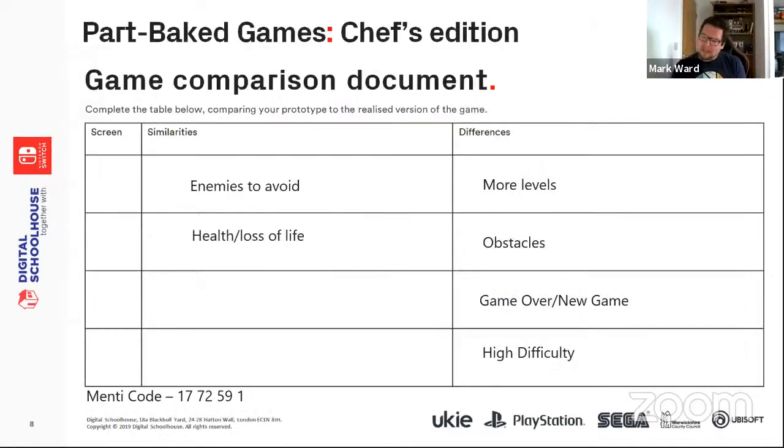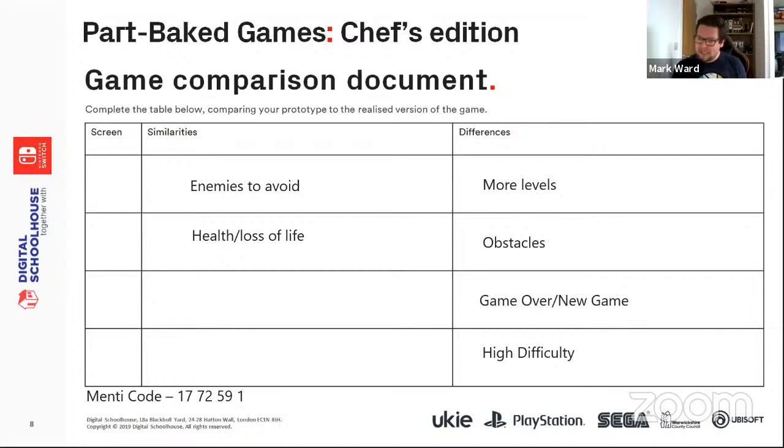Okay, so some of the similarities and differences that I spotted. Similarities: we have enemies to avoid, and there was some kind of health, loss of life factor in there as well. Ours, if you remember, our game finished on Wednesday. We'd just completed the health bar, but this particular game had lives lost instead of a health bar. The mechanic, though, is very similar.